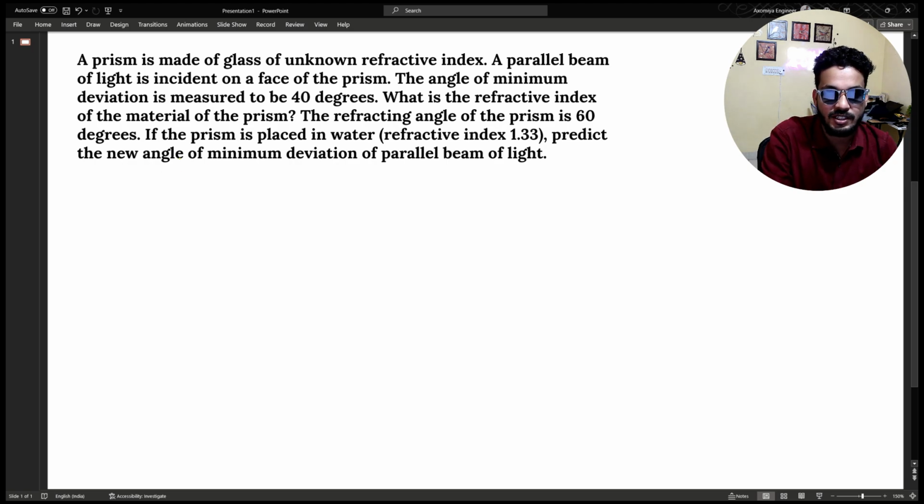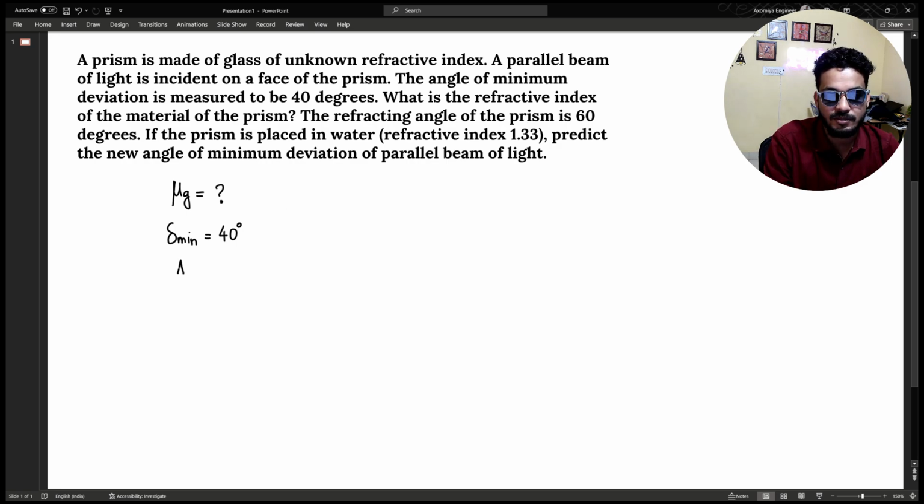So mu g. Let me write down the data as I'm reading along. Mu g is unknown, right? And then there is a parallel beam of light on one of the faces of the prism. The angle of minimum deviation, del min, is 40 degrees as per the question, and this is when the prism is kept in air, right? What is the refractive index of the material of the prism? That's the question.